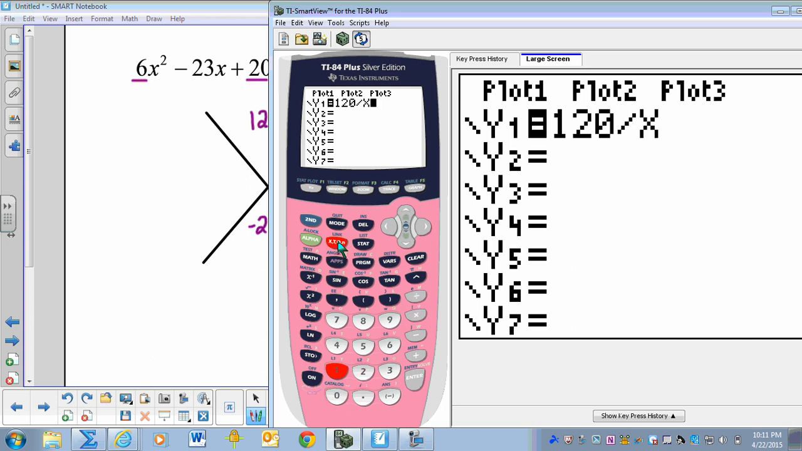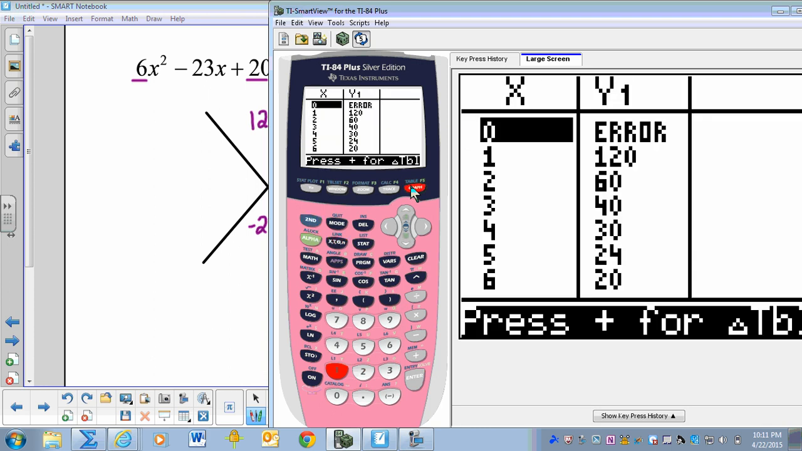So let's look at our table and see what we have. It's second table. Here in the column of x and y1, we have the factors. Now what we need to do is find which ones, when they're added together, give me a negative 23. So I'm going to have the calculator do that.